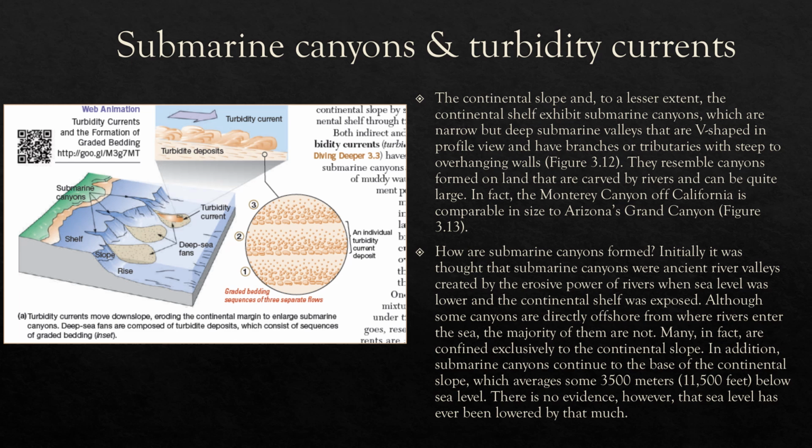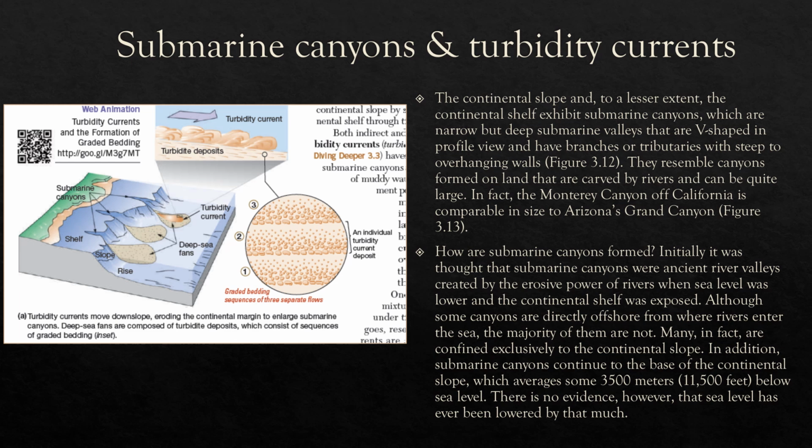The continental slope and, to a lesser extent, the continental shelf exhibit submarine canyons, as is evident from the figure here, which are narrow but deep submarine valleys that are V-shaped in profile view and have branches or tributaries with overhanging walls. These resemble canyons formed on land and carved by rivers, and can be quite large. In fact, the Monterey Canyon of California is comparable to the size of Arizona's Grand Canyon. So they can be so large.